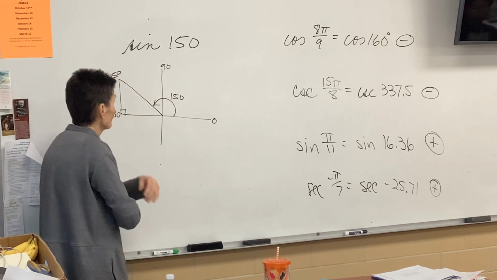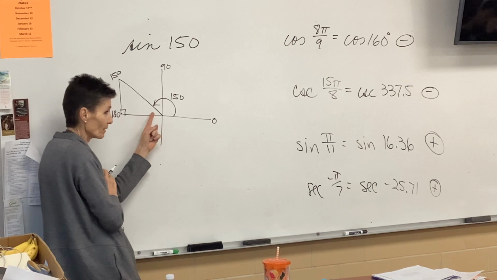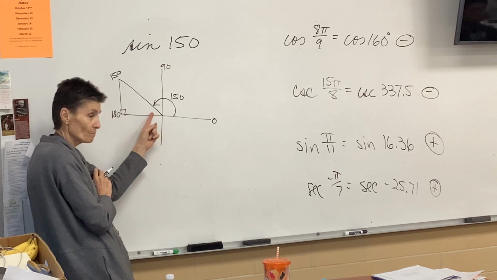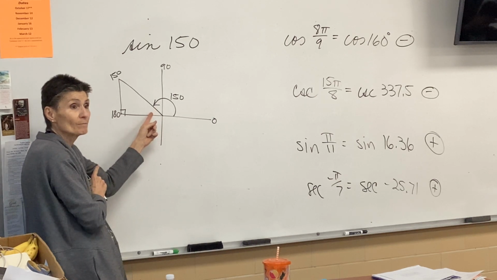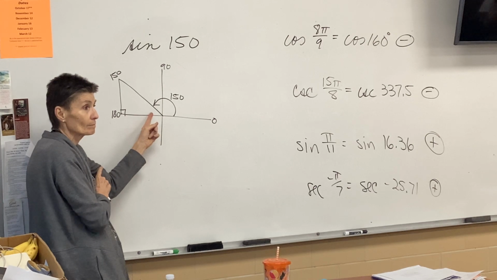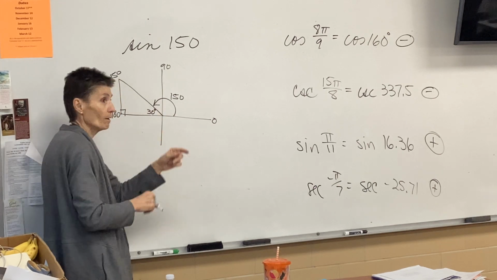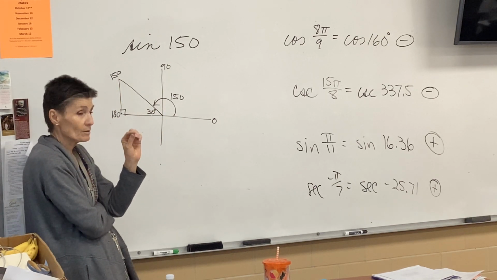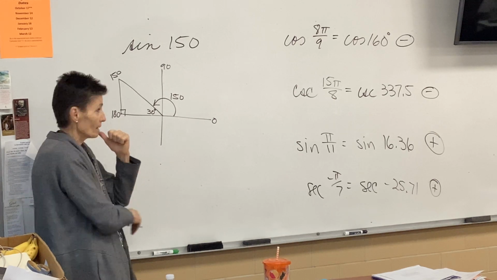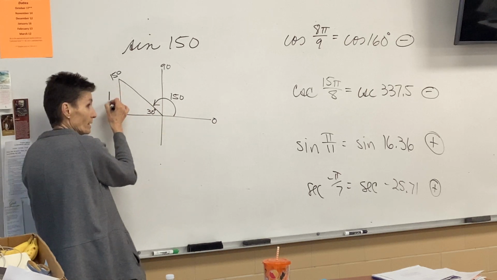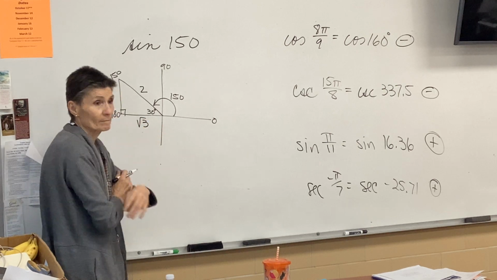Now, tell me about that guy right there. That is the important angle. That is my theta. Can you tell me how big he has to be? 90 minus 60, 30. This guy is 30 degrees. Now, if it's 30 degrees, guys, that means this triangle is special, right? Across from the 30 is 1. The hypotenuse is 2. And the other side's root 3.